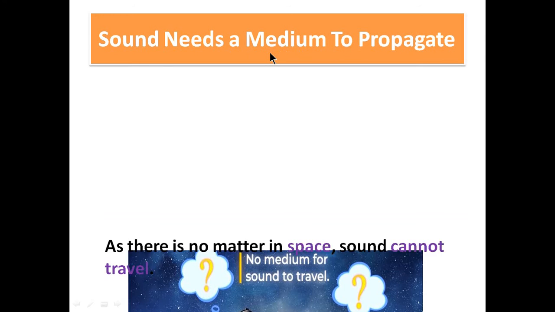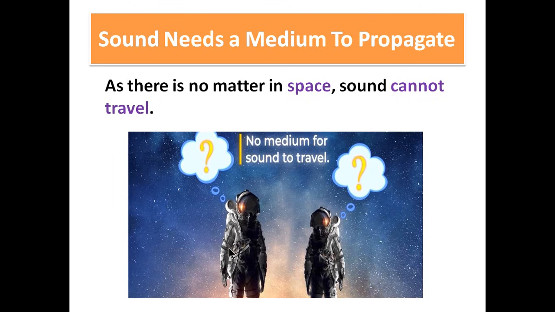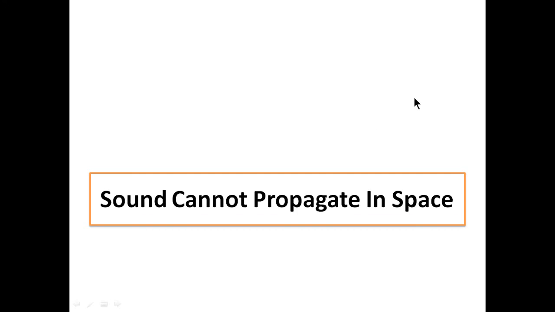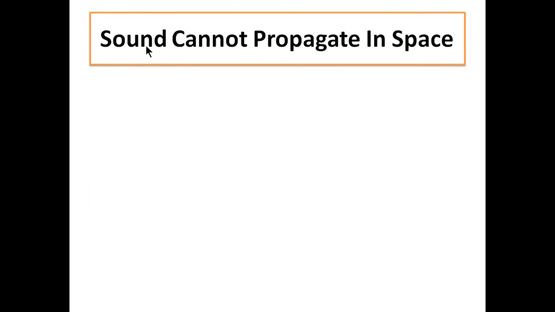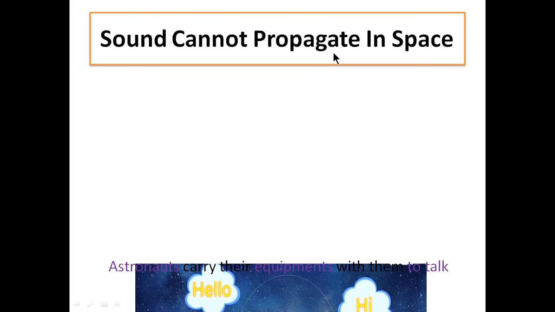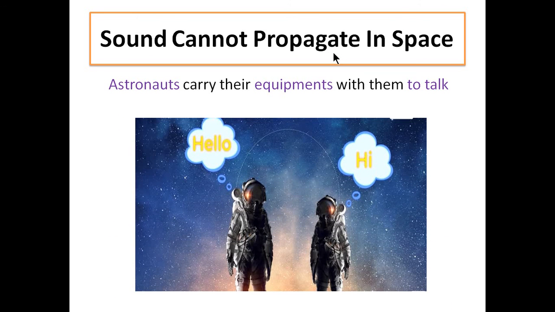For example, in space, you must have seen that astronauts do not talk to each other in space. What is the reason? There is no matter in space, and so sound cannot travel through space. Clear, students? Always remember that sound cannot propagate or travel in space. If they have to communicate, they have to carry their equipment. Only then can they talk to each other.